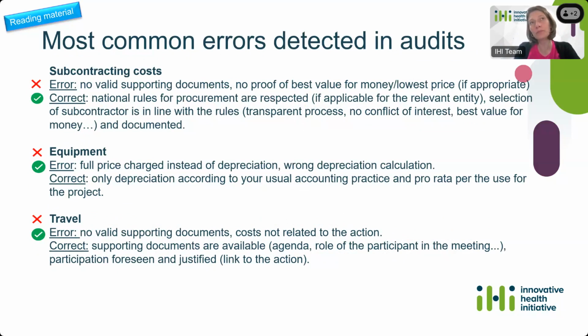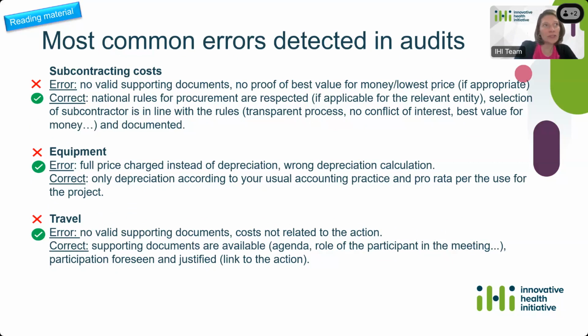cost. So normally for the equipment, it's only the depreciation that should be declared, and only for the part that has been used for the project. And it's also important that the depreciation calculation is the one that is usually used by the entity. So it should be in line with the normal practice of the entity.